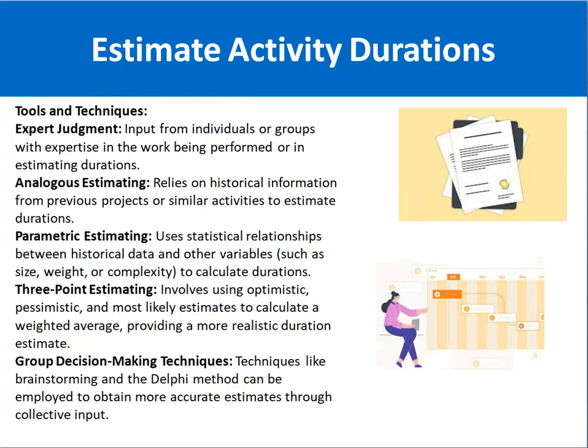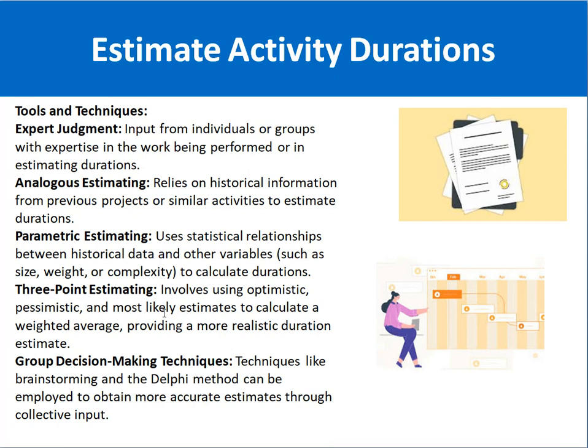Then analogous estimation is another technique. Basically, this technique is based on the concept of historical information, that in the past we have done such type of projects. So based on that, we can do the estimation for future projects. Then parametric estimation is basically using the statistical relationships between historical data and other variables such as size, weight or complexity to calculate the duration.